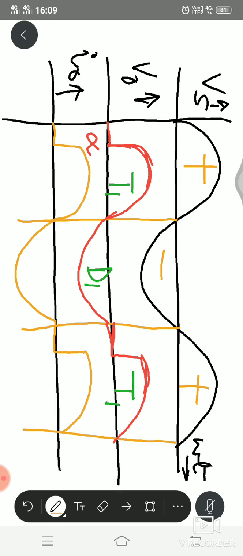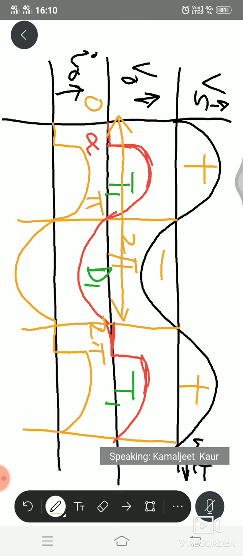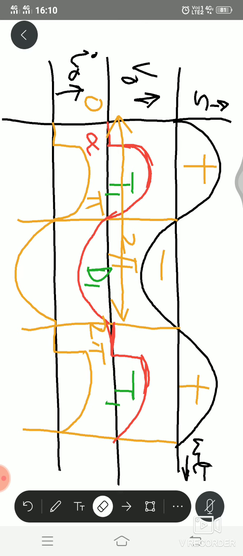Now let us find out V0 average. Now what is the time period? Time period you can see over here, from this to this is the time period, that is 2 pi. So this is alpha 0, alpha pi, and this is 2 pi. So time period of V naught is equal to your 2 pi. Now let us find out V0 average, that is average value of output voltage.